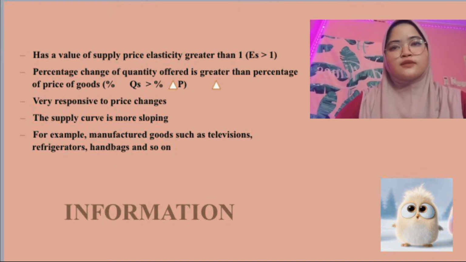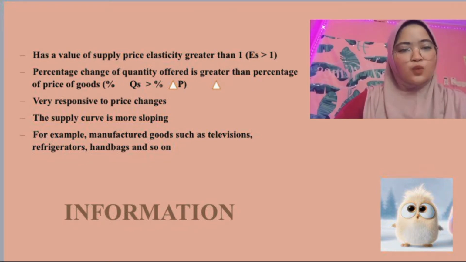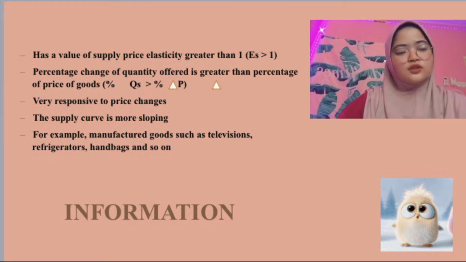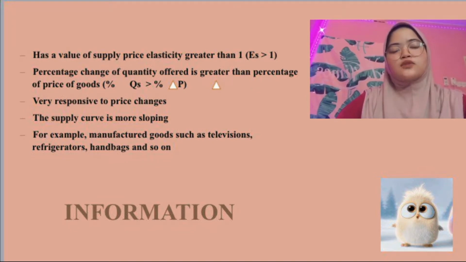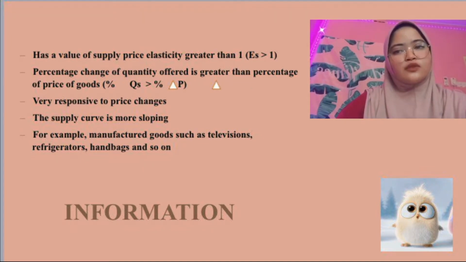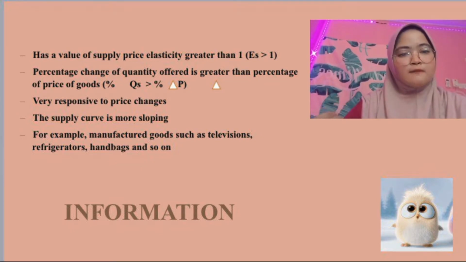Okay, then I will show you some information about this small topic. The first is, the value of price elasticity of supply is greater than 1. Right, ES is more than 1. Second, the percentage change of quantity offered is greater than the percentage change of price of goods. So it's very responsive to price changes. Next, the supply curve is more sloping. And the last one, for example, manufactured goods such as televisions, refrigerators, handbags, handphones, which use more expensive materials.